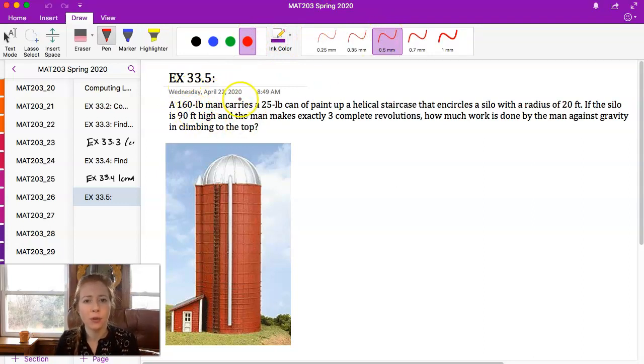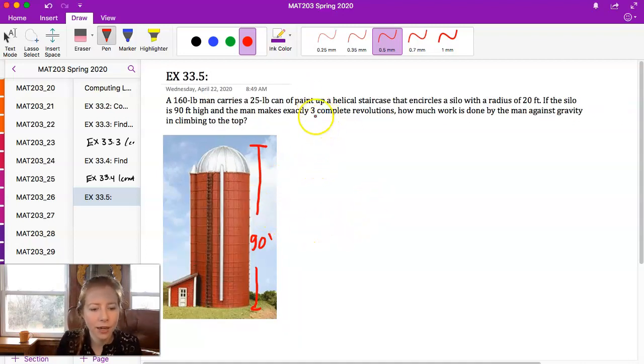A 160-pound man carries a 25-pound can of paint up a helical staircase that encircles a silo. So here's our silo with a radius of 20 feet. If the silo is 90 feet high, so that's our height here, 90 feet, and the man makes exactly 3 complete revolutions around, how much work is done by the man against gravity in climbing to the top? Really try to think this out physically. So pause it, try it on your own.